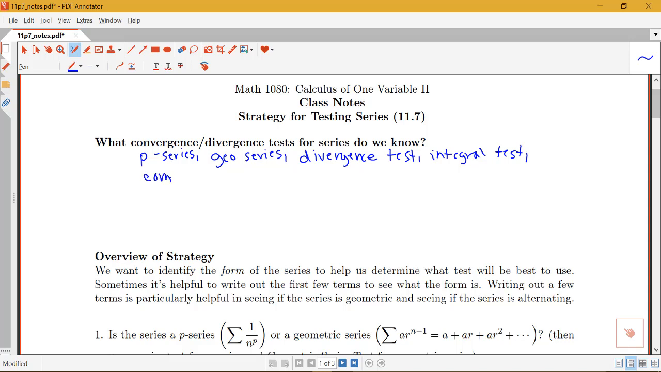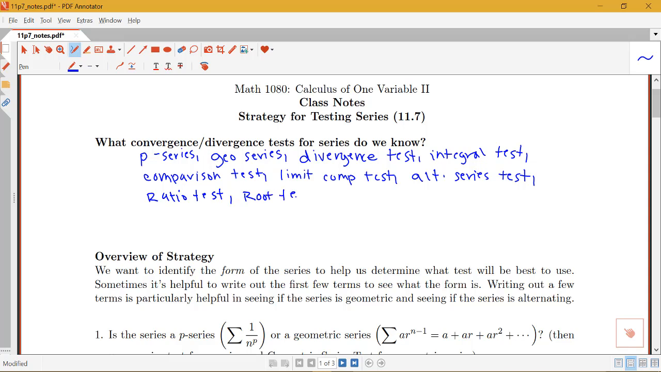Since then we've also learned 2 different comparison tests. We have our plain comparison test that uses inequalities in terms of comparing our 2 different series. We have our limit comparison test. We've also learned the alternating series test. And then most recently we have our ratio and root tests. So that's a total of 9 different convergence tests that we have to choose from.